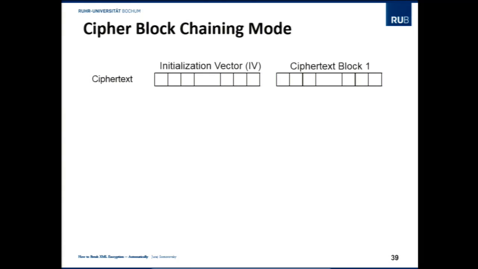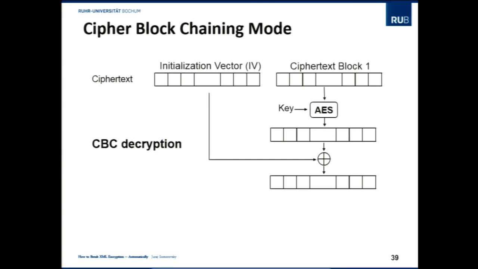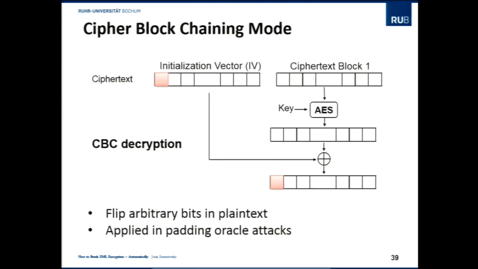Because of the CBC mode of operation. So CBC mode of operation allows you to flip bits. For example, you have an initialization vector and a ciphertext block, and if you want to decrypt it, the ciphertext block goes to the AES operation function, and the initialization vector is XORed to this value. So if you XOR a bit in the initialization vector, you XOR also a bit in the plaintext. So this is the basic idea behind the attacks.